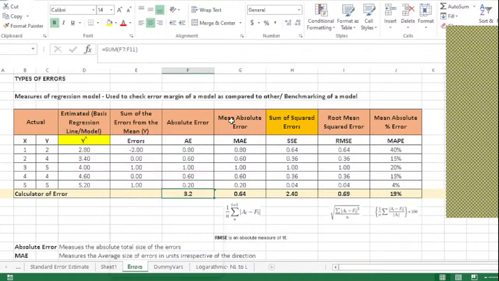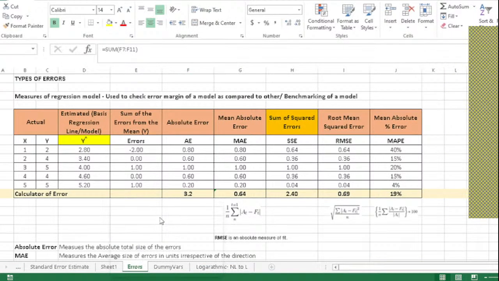Clear? Okay. Now mean absolute error. Very simple. I take this total error 3.2 and divide by 5. That will become my mean absolute error. 3.2 divided by 5 comes to be 0.64. Or you can individually add them and take an average of all of them. It's the same thing. Either way, 3.2 divided by 5 is going to give me that same number. This is mean absolute error.